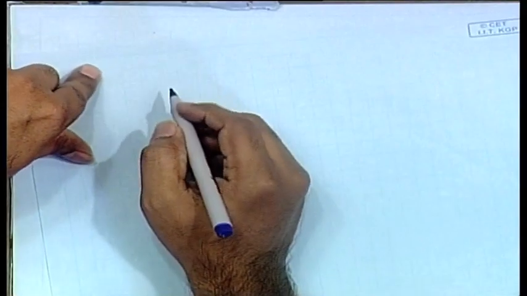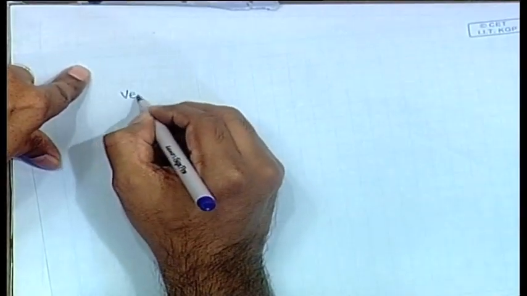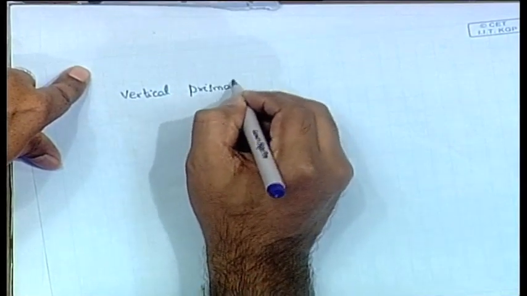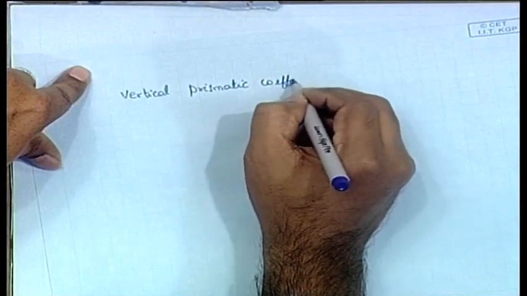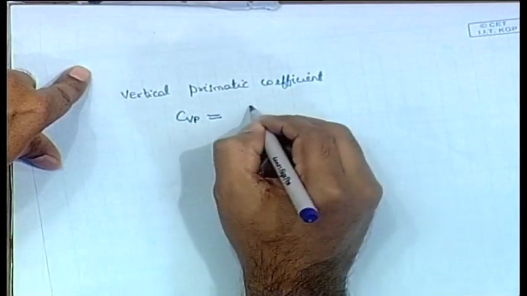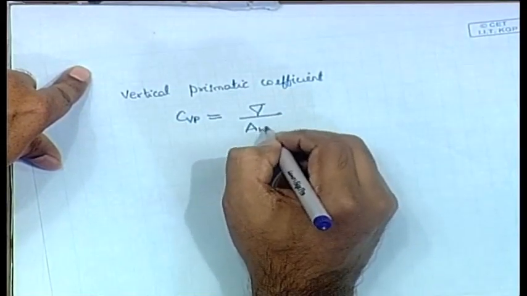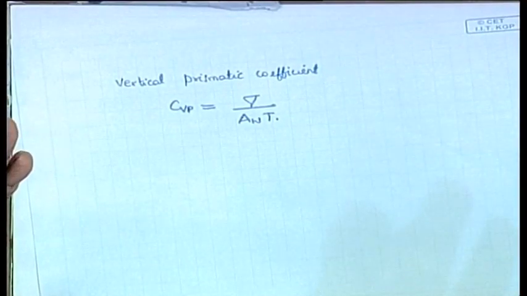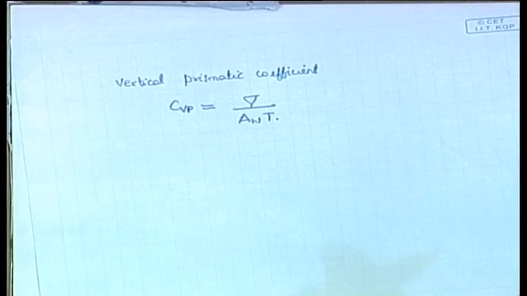Then the last coefficient of form is defined as the vertical prismatic coefficient. CVP equals del divided by AW into T. For this exam, of course, you definitely have to remember all these expressions, because I will ask you questions on that, but other than that you have to remember Cb definitely, and you have to remember what is meant by sectional area, what is meant by water plane area, what is a section, what is a water plane, like that.